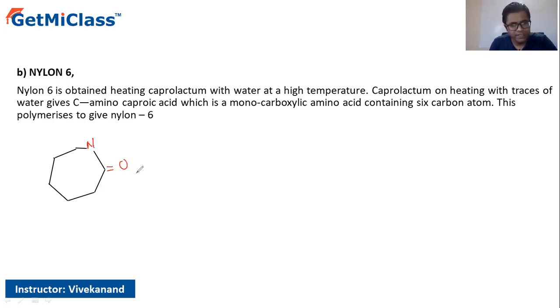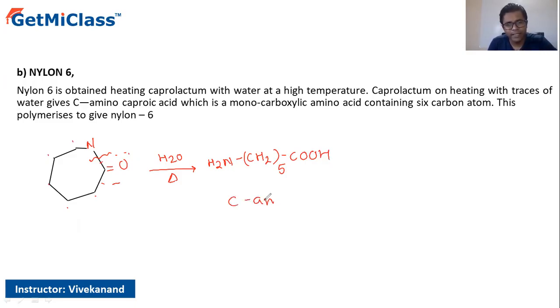Okay, now when this caprolactam is heated in the presence of water, this particular ring is going to break down. It breaks down at this particular position here. As a result, we end up getting NH2 connected to CH2. So how many CH2s are we going to have? 1, 2, 3, 4, 5. Okay, so we are going to have 5 CH2s, and this is connected to COOH at this position. Okay, so this is called ε-aminocaproic acid.